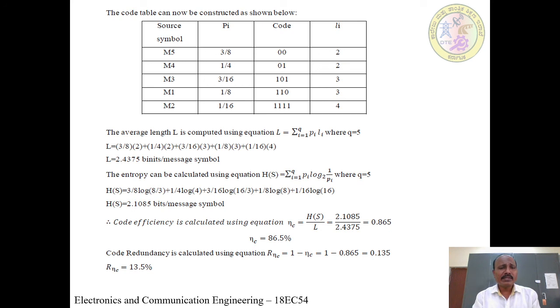Therefore, the code efficiency is calculated by using eta c equal to H of S divided by L, and that is equal to 2.1085 divided by 2.4375, and it gives you 0.865. In terms of percentage, we can write it as eta c equal to 86.5%. And code redundancy is calculated as R eta c equal to 1 minus eta c, that is 1 minus 0.865, and it gives you 0.135, that is 13.5% redundancy for this particular code.